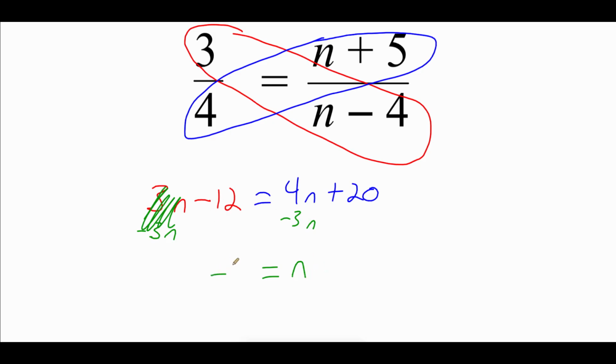We still have the minus 12 on the left-hand side, and we still have the plus 20 on the right-hand side. Now, I want my variable to be alone, so I want to get rid of that plus 20, and in order to do that, I'm going to have to subtract 20 from both sides. So on the right-hand side, the plus 20 and the minus 20 cancel each other out, leaving us with just that n variable. On the left-hand side, if we take negative 12 and subtract 20, we're going to get negative 32. So the n value is negative 32.